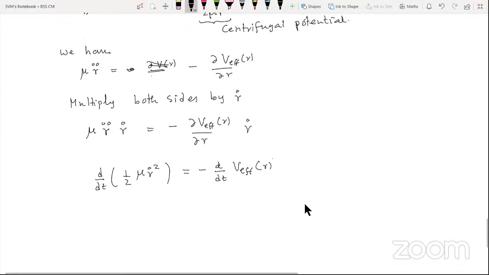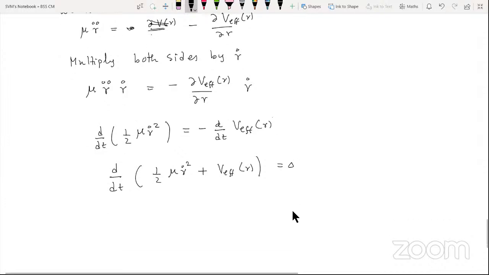So this tells you that if I bring both of these things to the left hand side, d by dt of half mu R dot square plus V effective of R is equal to 0. What does that mean? This is another constant of motion. Okay, so half mu R dot square plus V effective of R is a constant of motion. I will call it E. It is another constant of motion, which means it does not change with time. This is a conserved quantity.